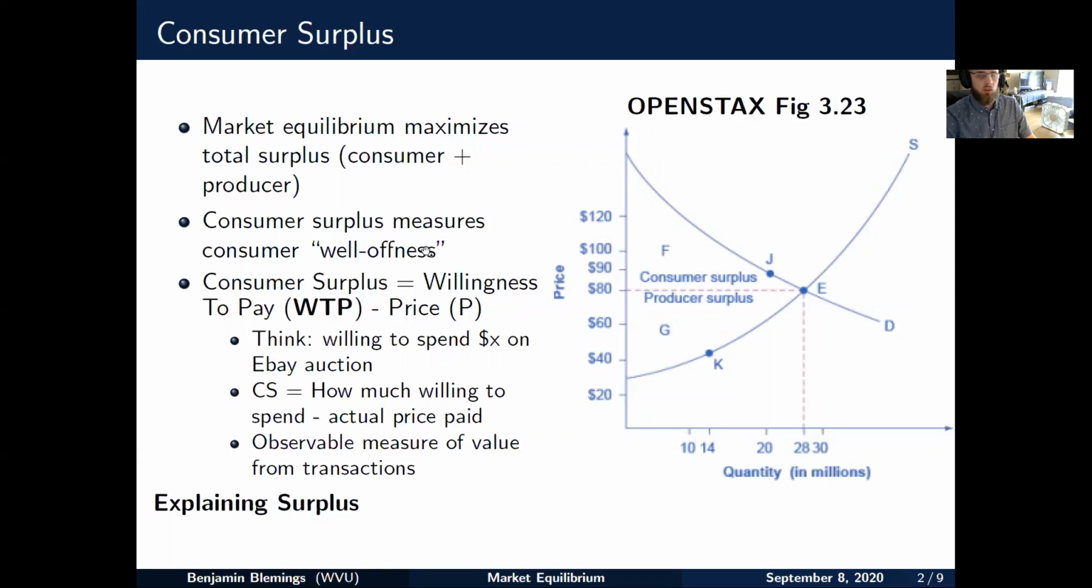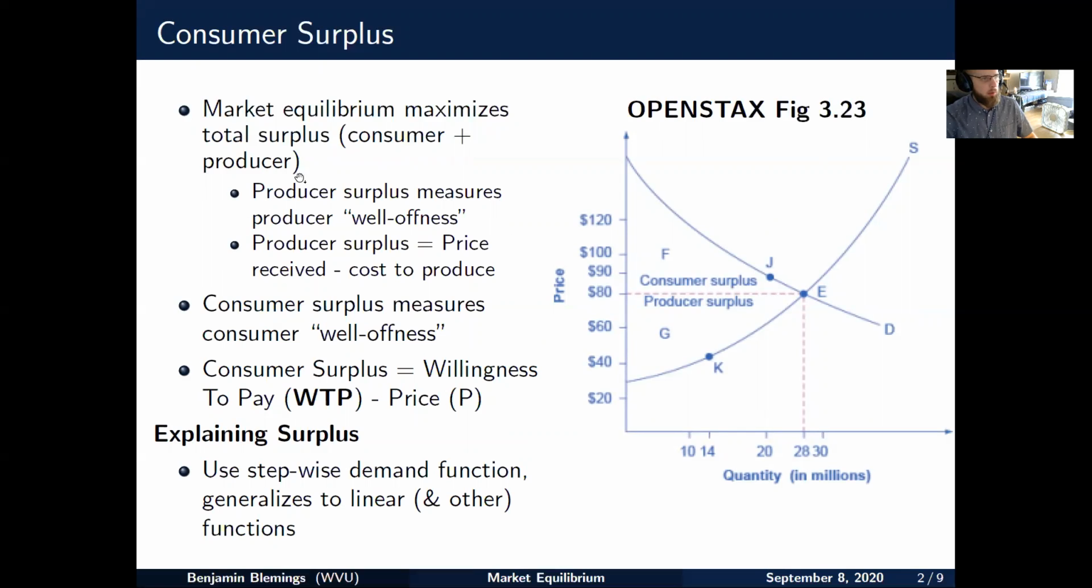The consumer surplus is measuring consumer well-offness, so how well off the buyers are. And the consumer surplus is the willingness to pay, which you'll see me abbreviate WTP, minus the price that they actually do have to pay. And so any positive number there means that they were willing to pay more than they actually had to pay to get something, which represents value to the consumer. You should think about that as an observable measure of the value that is generated from transacting with somebody else. And that's consumer surplus, while producer surplus measures how well off the producers are. And that's how much they receive, minus how much it costs them to produce something.